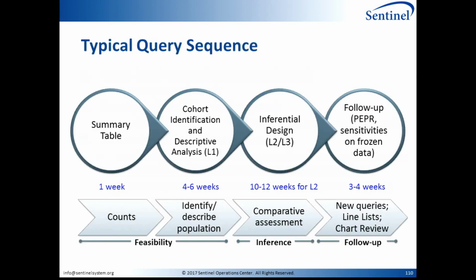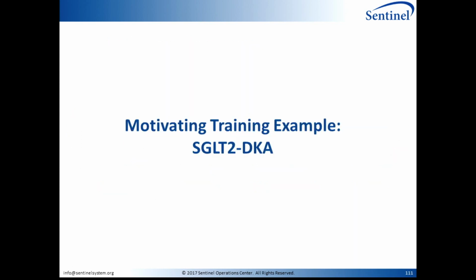So you can think of this whole process as a sequence or an arc. It begins with the idea that I have a safety signal or a public health question of interest. And then it steps through all of these pieces in a sort of logical order to get to an answer to my question. And then really validating that answer in those last steps. So you can look at that as a feasibility period, an inferential period, and then a follow-up period. And what we're going to focus on today is the feasibility period and how to ask those feasibility questions of interest. Can the Sentinel Distributed Database, with the data that it has in it, actually say something about your particular issue of interest? So let's go to our training example to give us something to walk through.